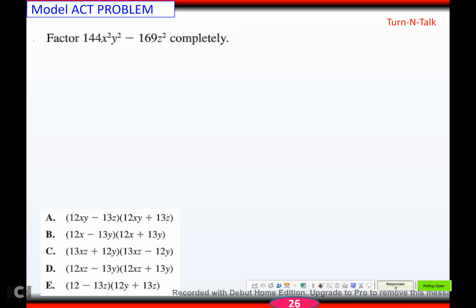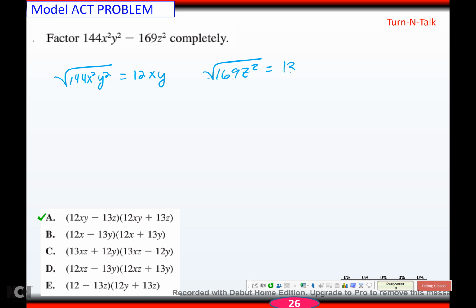Alright, try this one. Hit pause, come back when you're ready, and hopefully you got A. This is difference of squares. So the square root of 144x squared y squared is 12xy. The square root of 169z squared is 13z.